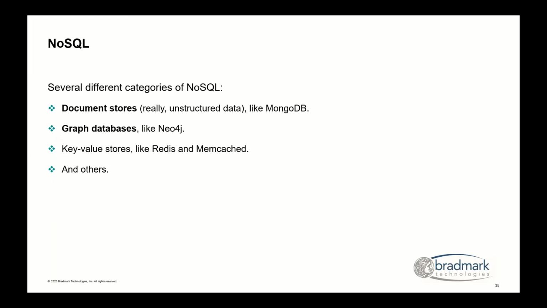So of course, there are several different categories in NoSQL. There are document stores for unstructured data, things like MongoDB. There are also graph databases like Neo4j. There are key value stores like Redis and Memcache, and there are other areas as well. Right now in 5.1, we're focusing on the first two areas, the document stores and the graph databases, MongoDB and Neo4j. But we do expect to have other areas as we go forward. We have some exciting new products planned as well. But right now, our first forays are in the document stores and the graph databases.